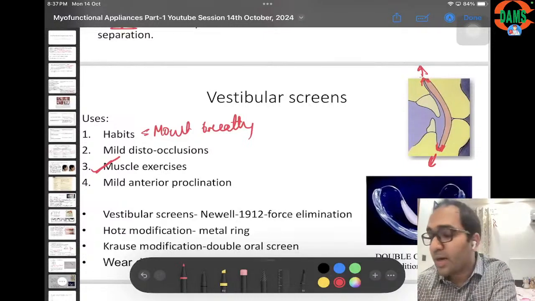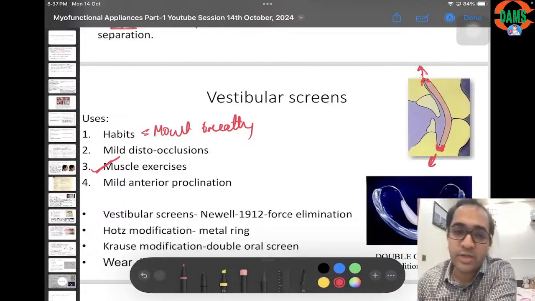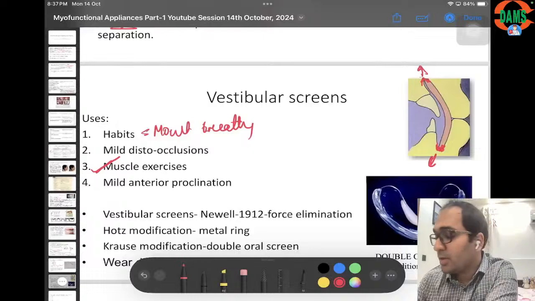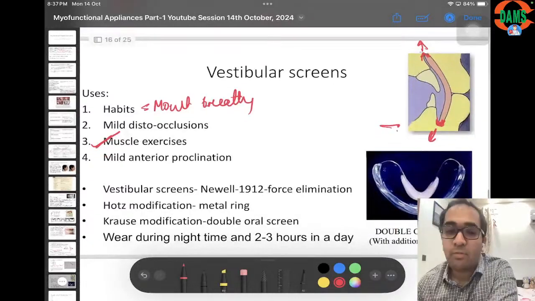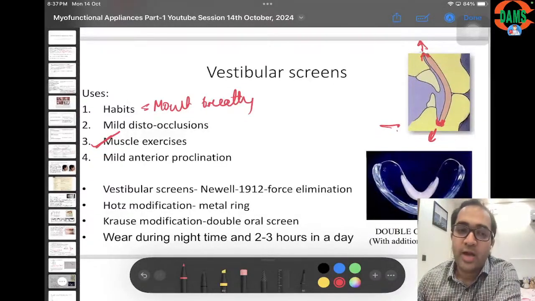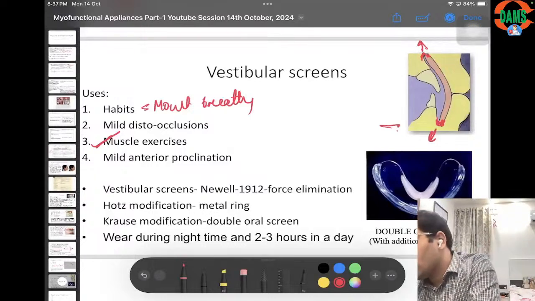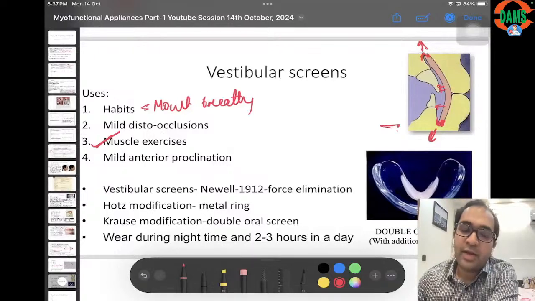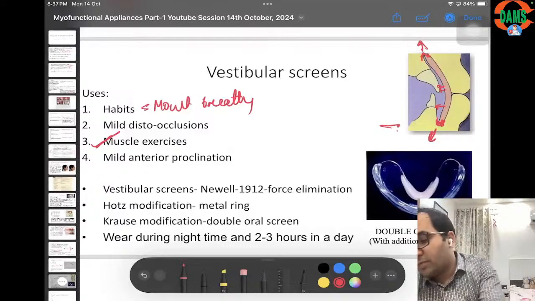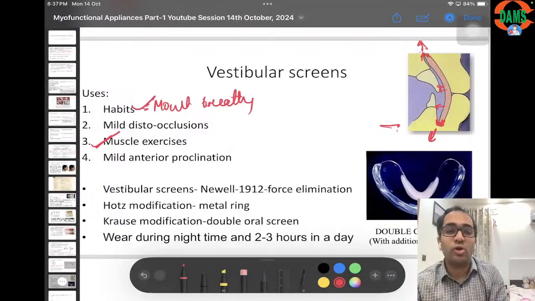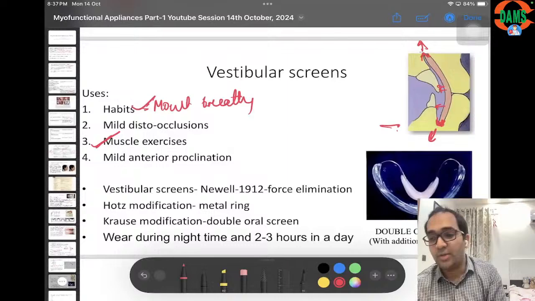And how will it correct mild distal occlusion, that is mild class 2? When it pulls, as we have already seen through functional matrix therapy, when soft tissue is pulled, it brings the hard tissue forward along with it. So it can be used for correction of mild distal occlusions as well. And for mild anterior proclination, the vestibular screen continuously keeps enforcing force on the anterior teeth, and anterior proclination can be corrected, but of mild level. Mostly the vestibular screens are used for correction of mouth breathing and muscle exercise, muscle training.